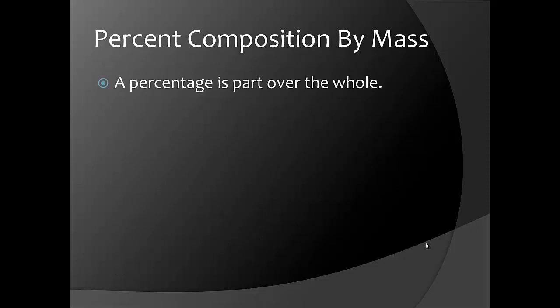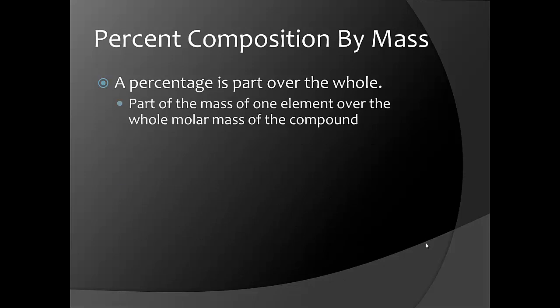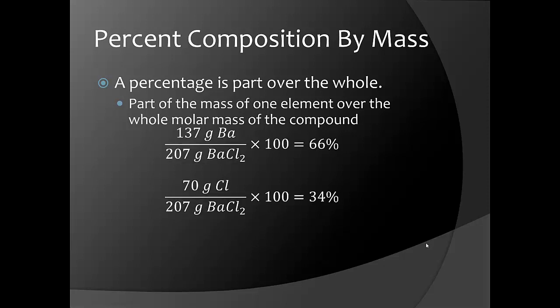Now, remember, a percentage is a part over a whole. So what we're going to do is take part of the mass of one element over the whole molar mass of the compound. For the first one, barium, we had 137 grams of barium out of 207 grams of barium chloride. Multiply that by 100 and we end up with 66%.